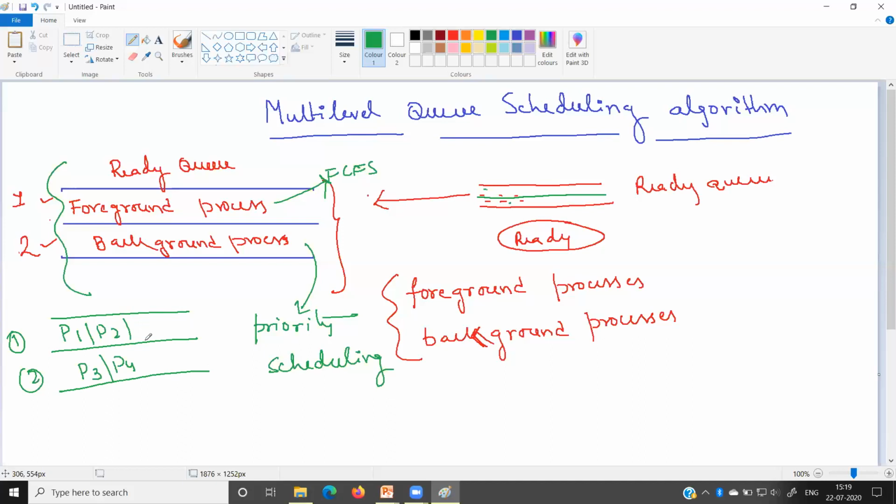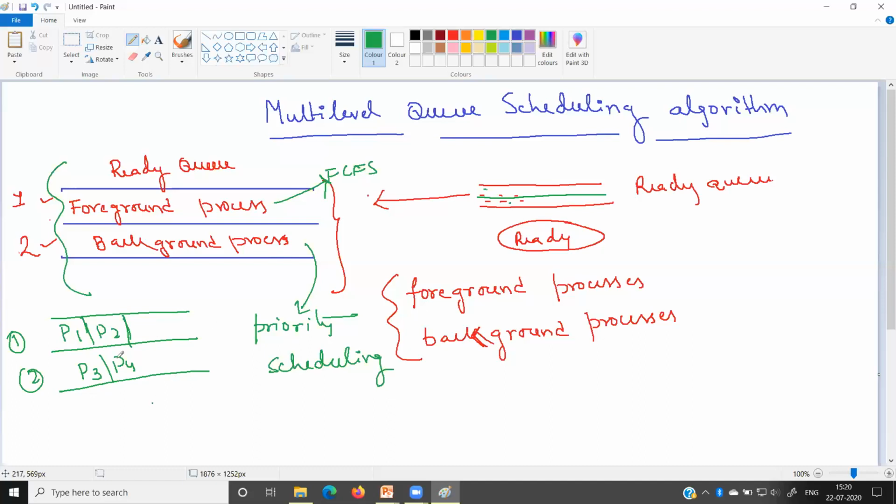Let us say over here we give high priority to the foreground processes. So if subqueue number 1 has any process, that process should be executed first. And if subqueue number 1 has more than one process, then using the FCFS scheduling algorithm, the execution of all those processes will be completed first. Then a process from subqueue number 2 will be selected using another scheduling algorithm, and those processes will be completed.